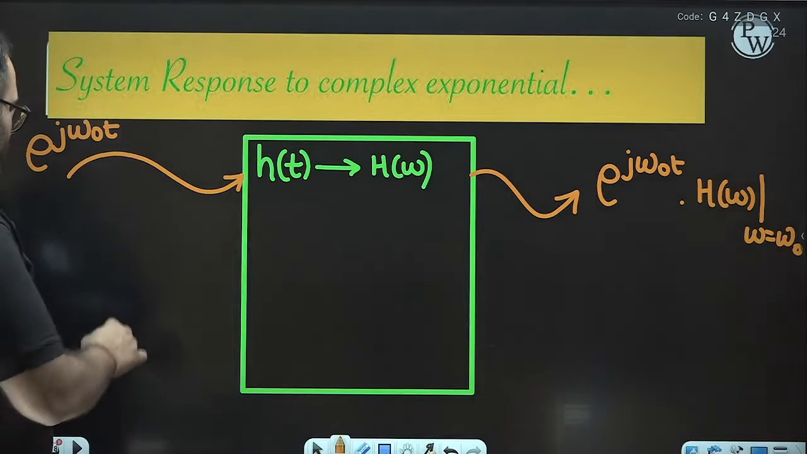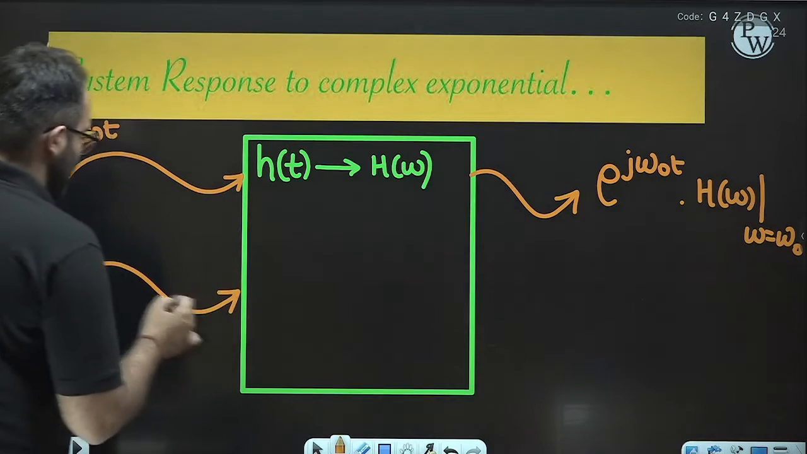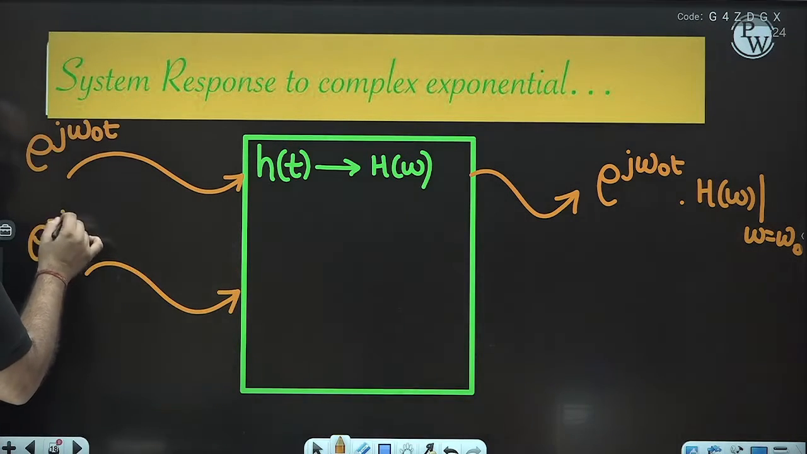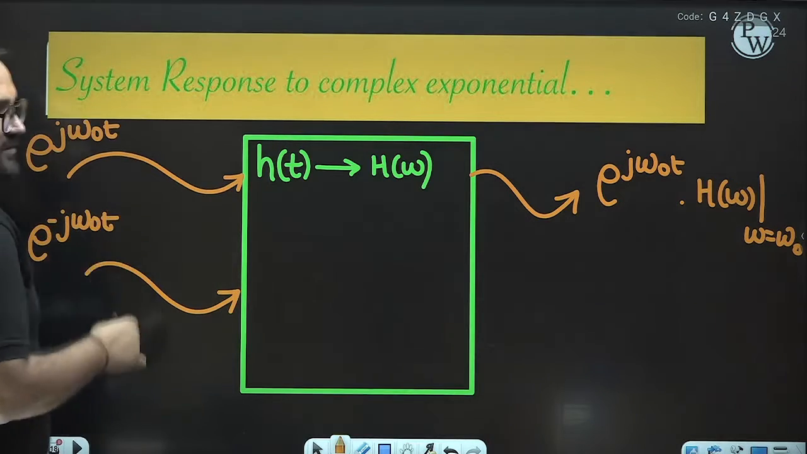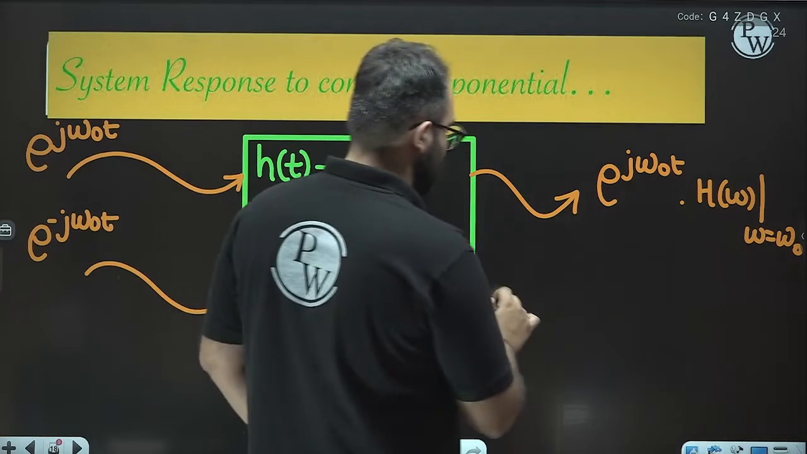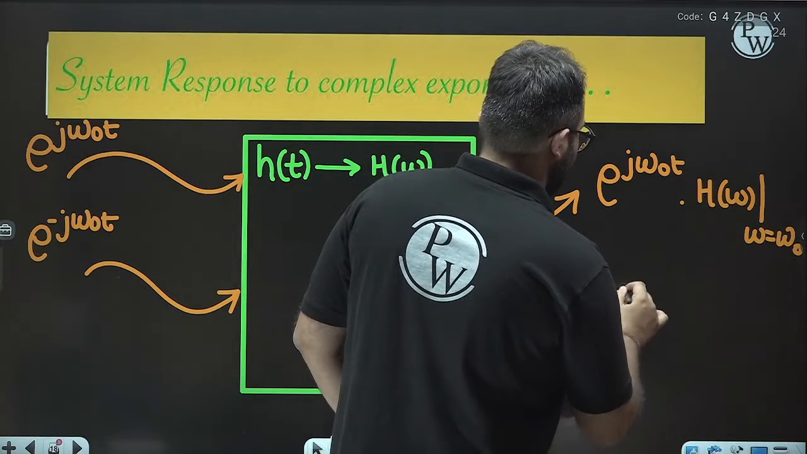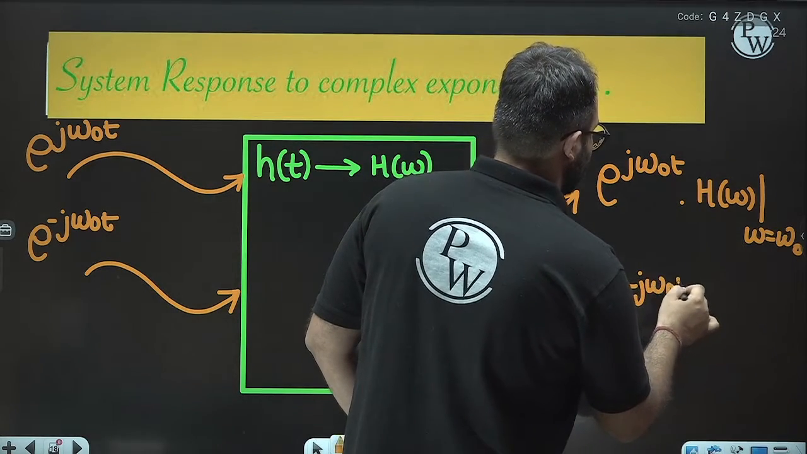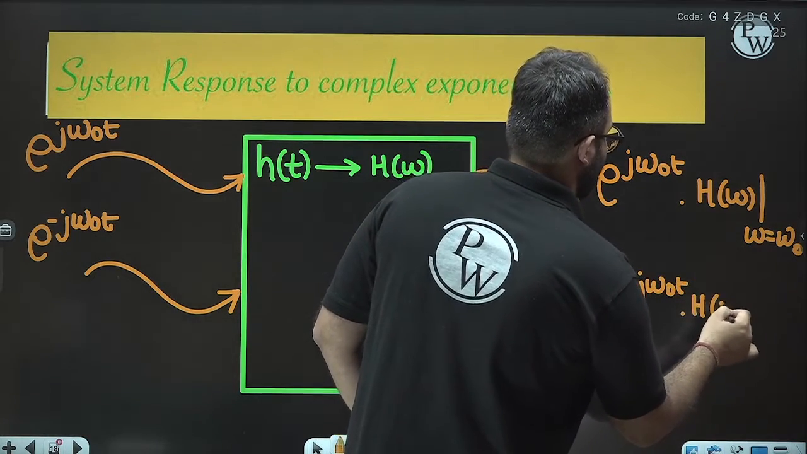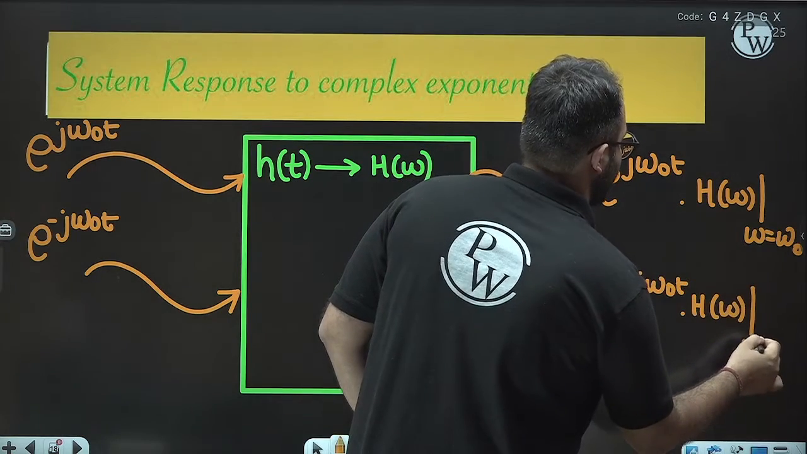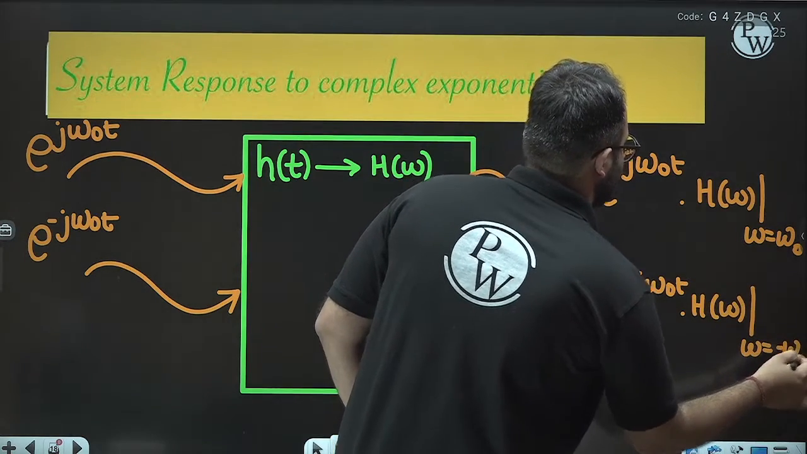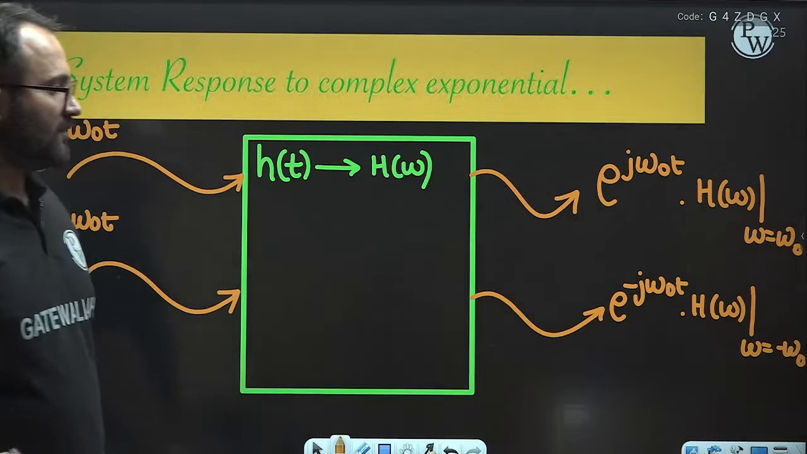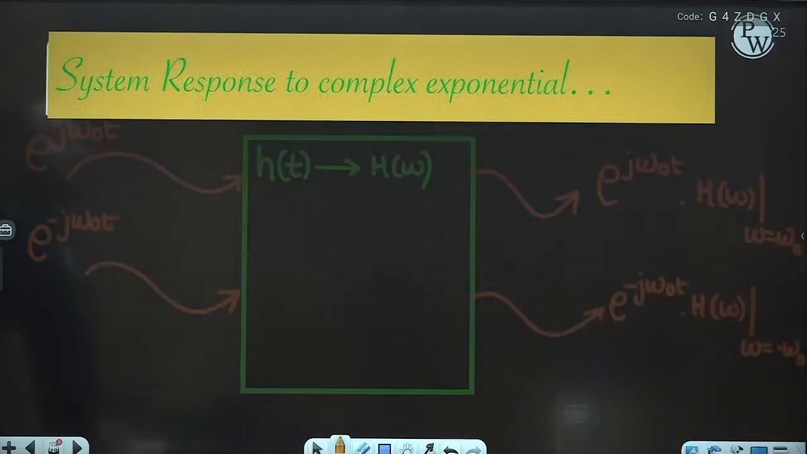Similarly, if we have input e to power minus j omega naught t, then the result will be e to power minus j omega naught t multiplied by H(omega) at minus omega naught. So these are the two equations that are very important.